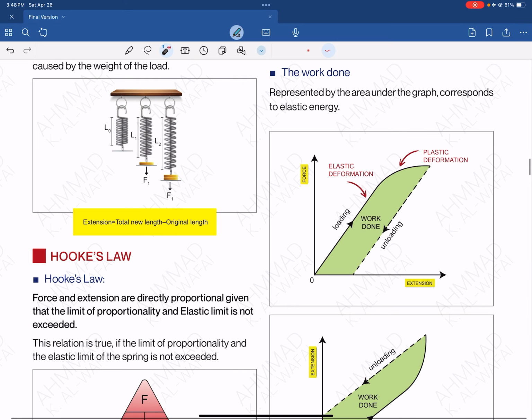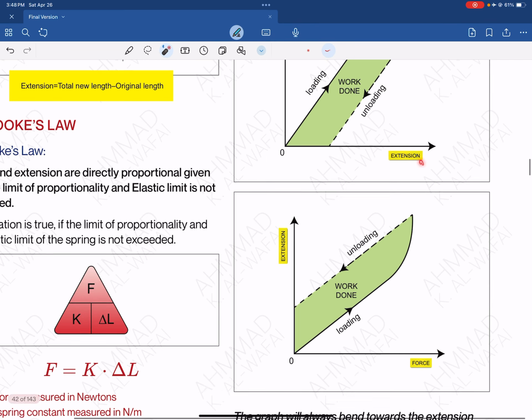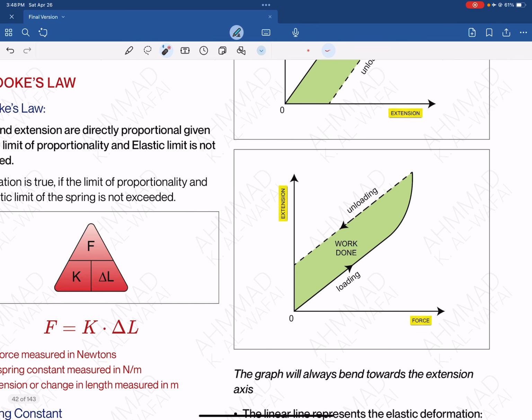Okay, so a quick hack: it always tends toward the extension in any case, so they could give you the force and extension, or the extension and the force. So in this case, this is ΔL over F, so this is 1 over K. So keep that in mind, okay?